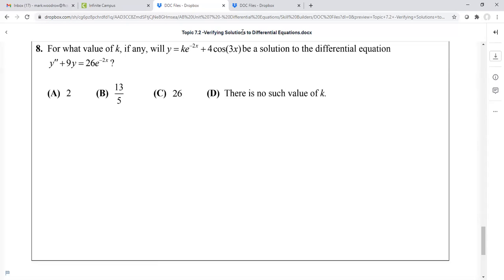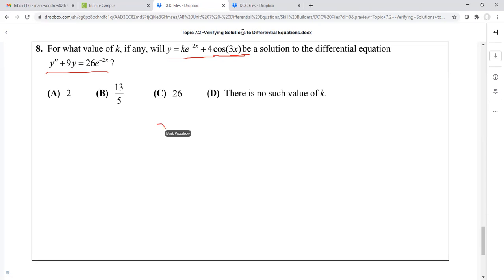Right, so this is number 8 on 7-2, and we are supposed to find a k value that will be a solution to the differential equation here, that the second derivative of y plus 9y will equal 26e to the negative 2x. So I'm going to have to find the second derivative. I've got y right here. This whole thing right here is y. So I'm going to have to do two derivatives, and then we'll start plugging in stuff to see what works.